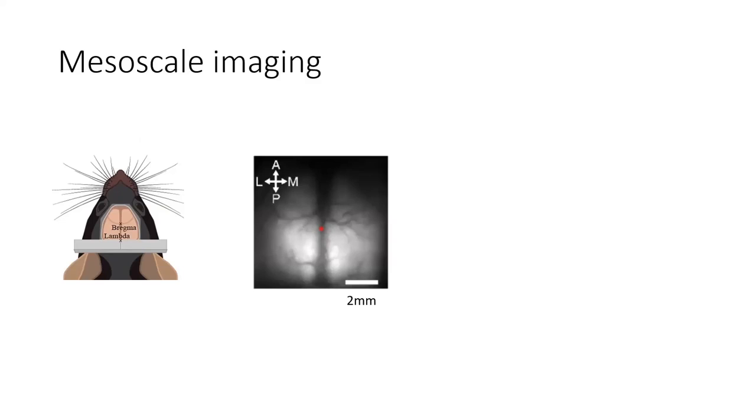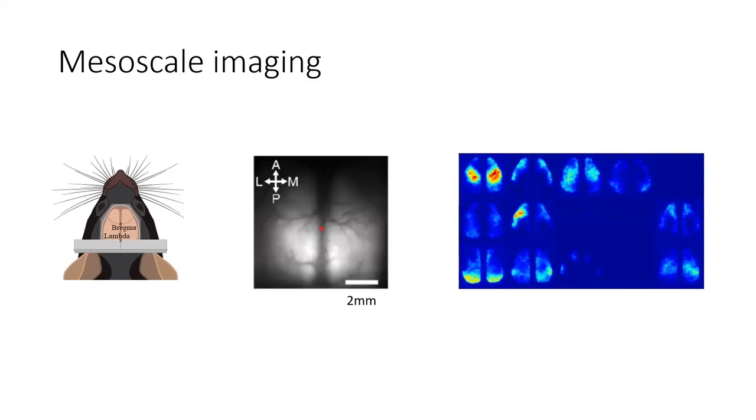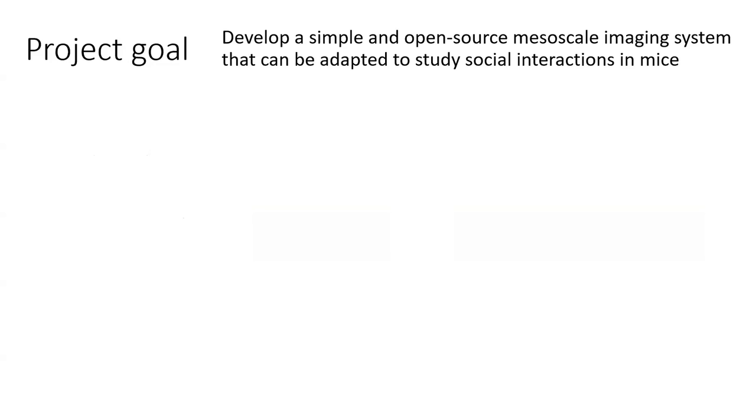So we don't actually have single cell resolution with this technique, but we can make out these individual anatomical structures and the spatial patterns of activation associated with these structures. And so it's a nice non-invasive technique that we use, relatively non-invasive. So the goal of this project is to develop a simple and open source mesoscale imaging system that can be adapted to study social interactions in mice.